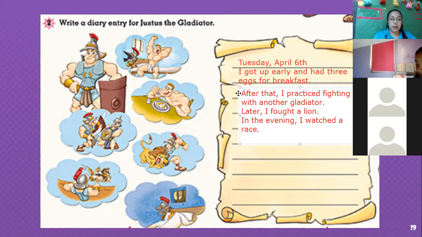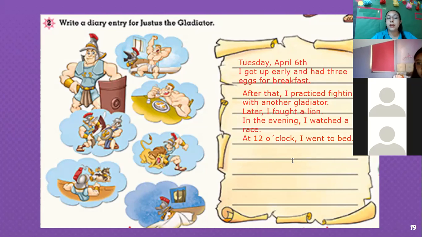Let's see, next activity. Maybe you can write at 9 or maybe at 12 o'clock. Okay, it's possible to say that. We use a time expression. I went to bed. Yes. And this one is a diary entry. Okay, Tuesday, April 6th. Imagine that this is the day of today. I got up early. This was the first activity that Justus the Gladiator developed, and had 3 eggs for breakfast. Because if you see the picture, Justus ate 3 eggs during the breakfast.